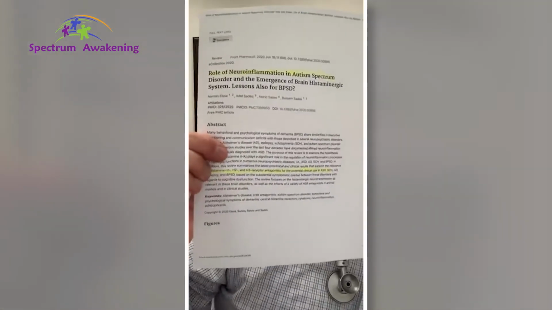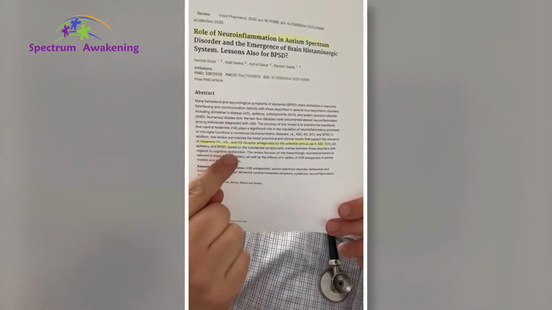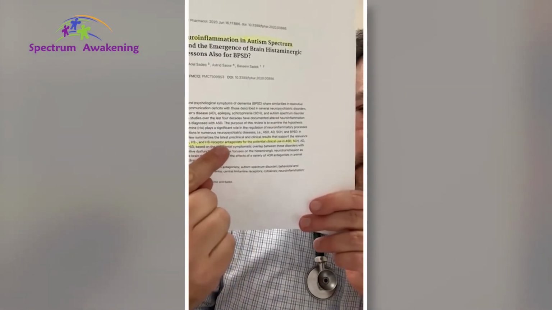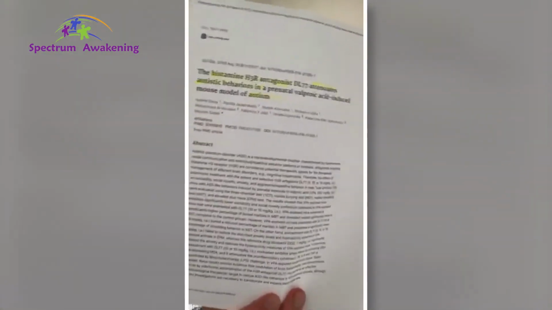All right. Oh, is that enough? Well, I got more. All right, here we go. Here's a paper on the role of neuroinflammation in autism that specifically talks about the histamine receptors and using their antagonists for potential clinical use in autism. And again, the research studies just go on and on. We've got to stop histamine from hitting the brain, and that's done through this H3 receptor.